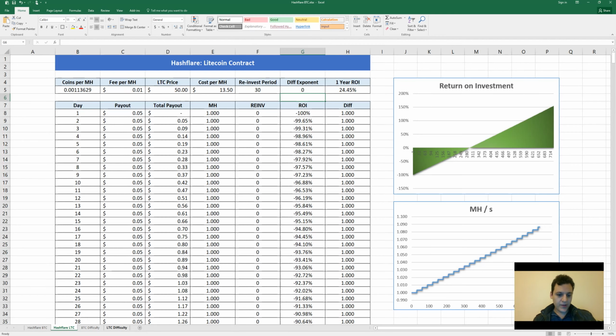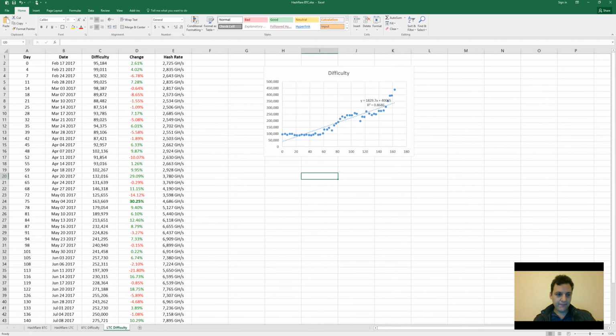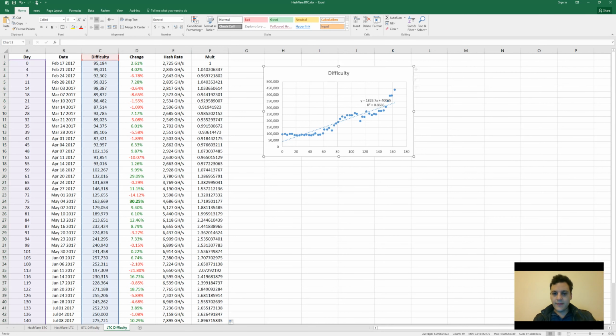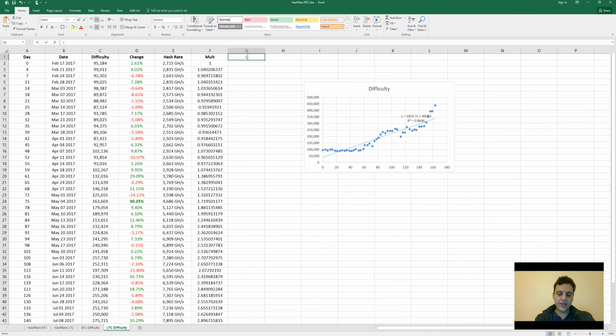So we're going to do that the same way as last time. So this is the difficulty increase for Litecoin since February 17. And we're going to do the same thing as we did before. We're going to calculate the multiple of the original. So this is going to be this difficulty divided by the first difficulty. Yep. And now we want the log. We've got to calculate the log of the multiple. So this is the log.